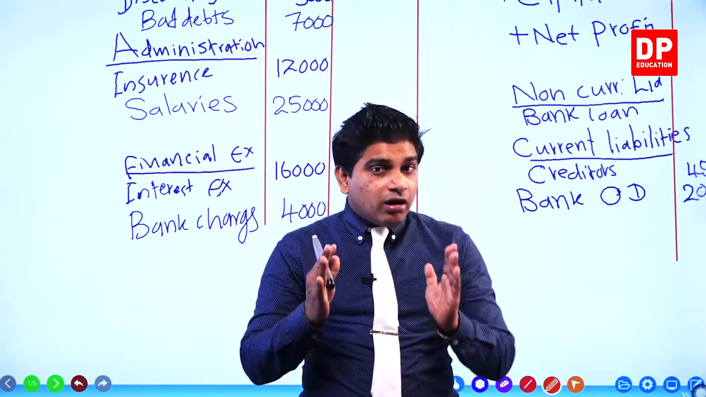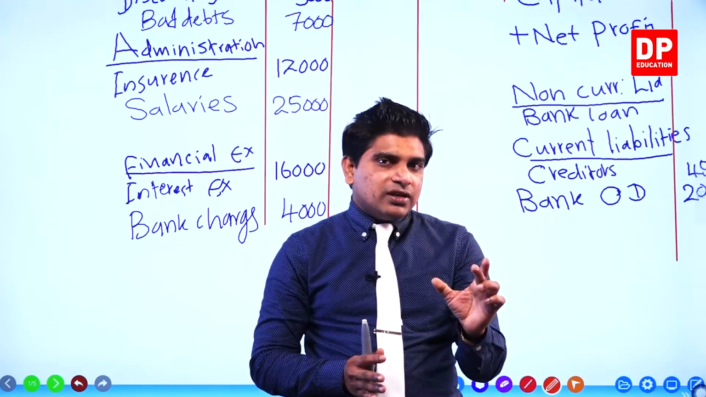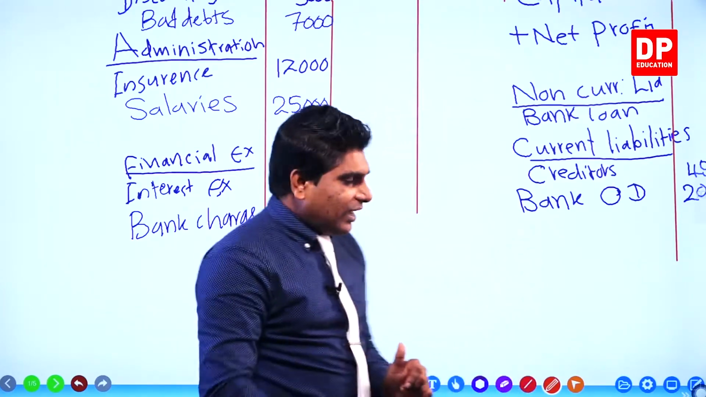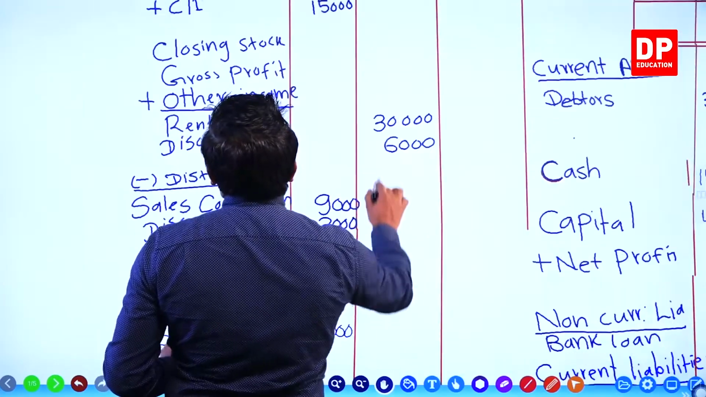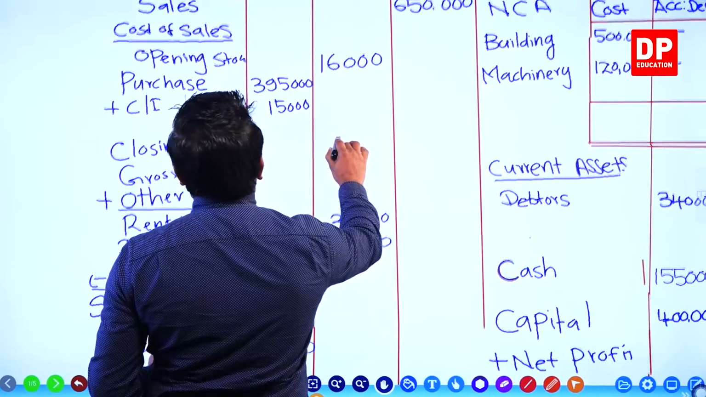Why do we say that? According to the accounting equation you learned in grade 10, assets equal capital plus liability, right? Now we get the totals. First we go to where? First we go to the profit and loss statement, right?